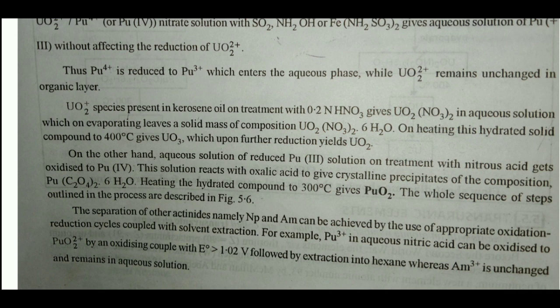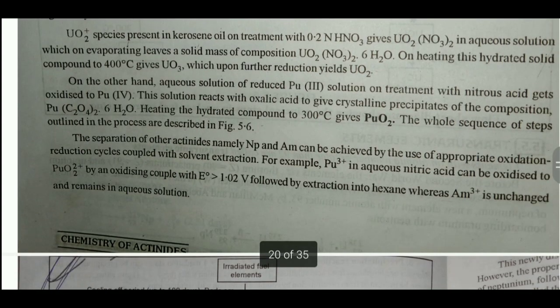which on evaporating leaves a solid mass of composition UO2(NO3)2·6H2O. On heating this hydrated solid compound to 400 degrees Celsius gives UO3, which upon further reduction yields UO2. On the other hand, aqueous solution of reduced Pu3+ on treatment with nitrous acid gets oxidized to Pu4+.